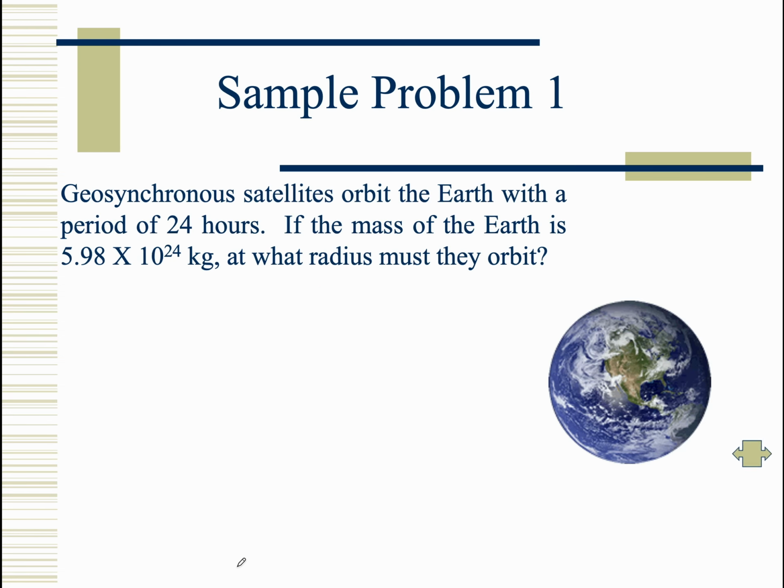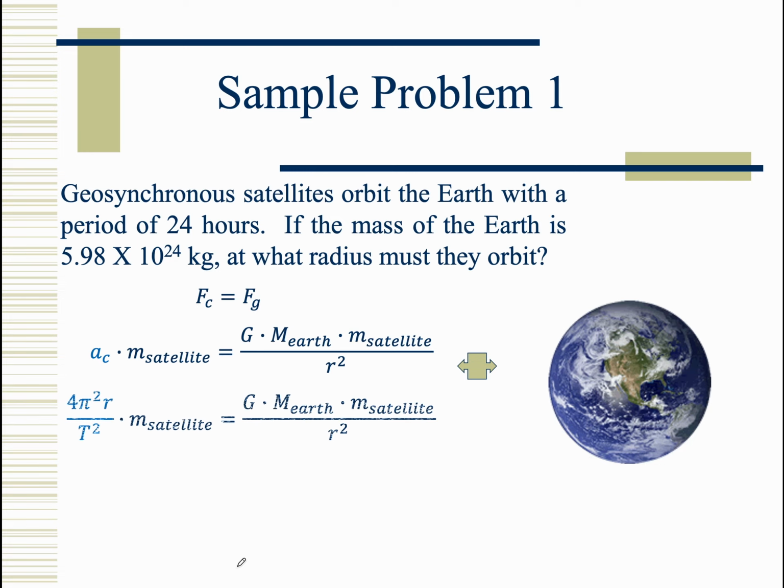So we've got a couple of sample problems just to show you how it works. Geosynchronous satellites orbit the Earth with a period of 24 hours. If the mass of the Earth is that, at what radius must they orbit? So how do we solve this one? Well, we start out with centripetal force equals gravitational force. And so you can quickly plug it in. Notice that I forgot to give you the mass of the satellite. Turns out it's irrelevant. Why? It's going to cancel out here in just a moment.